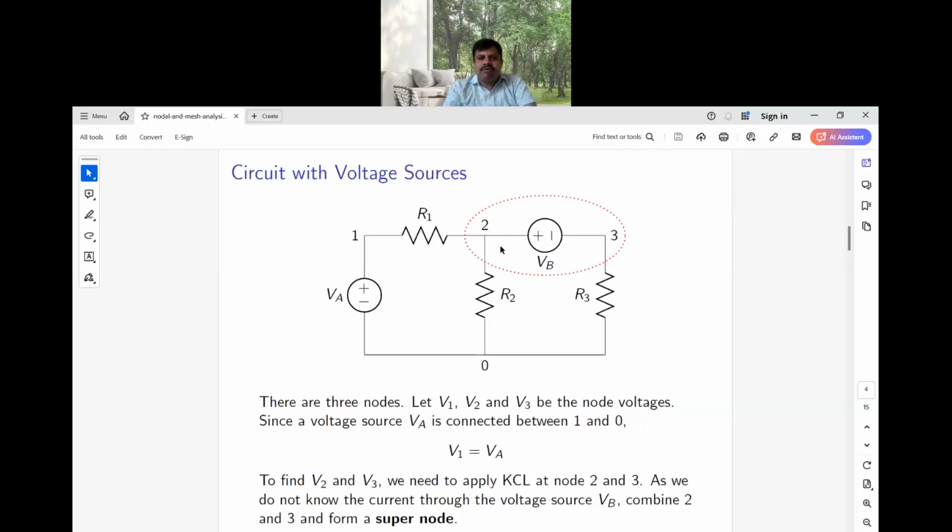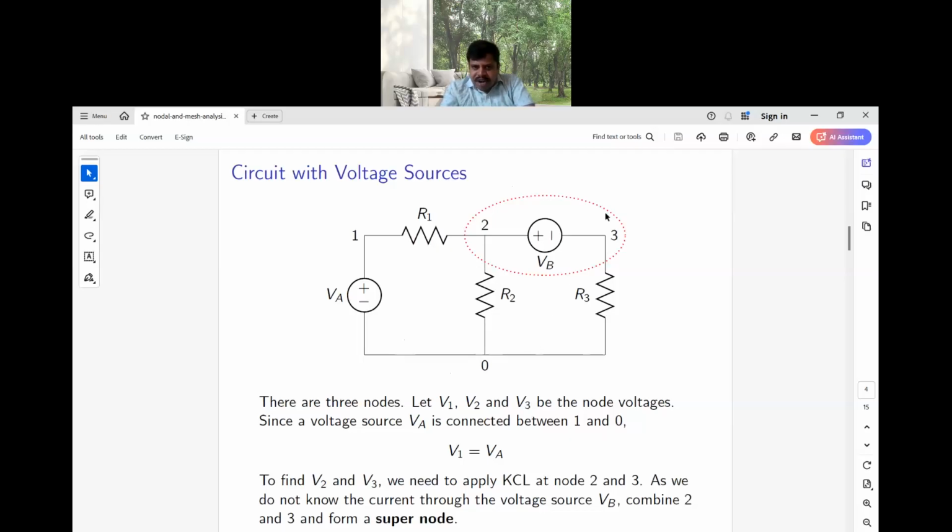Whenever we are having a voltage source between any two nodes, then we cannot apply the nodal analysis directly. We need to assume that, for example, consider this particular circuit. In this circuit, there is one voltage source connected between node 2 and node 3. At node 1, one voltage source is already there that is acting as a source voltage VA. So at V1, the voltage is VA. At V2, we don't know the voltage. At V3 also we don't know. But V2 minus V3 is equal to VB. That we know.